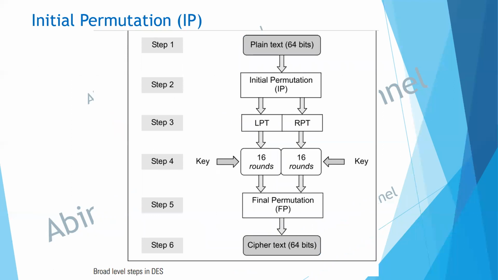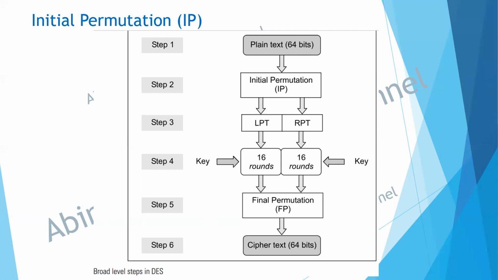Now, the steps involved in DES. DES is based on two fundamental attributes of cryptography: one is substitution and the other is transposition. DES consists of 16 steps, each of which is called a round. Each round performs the steps of substitution and transposition.